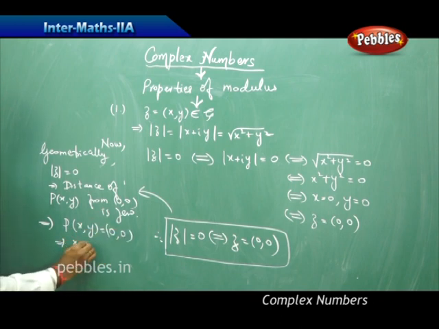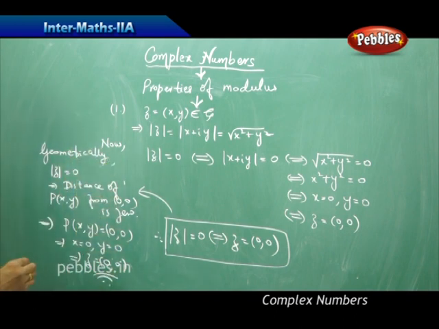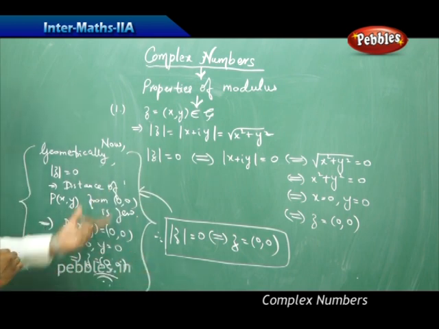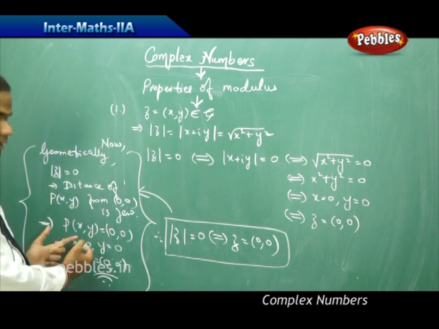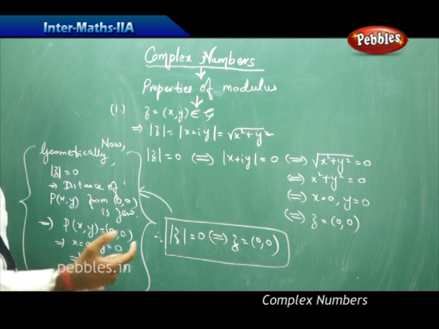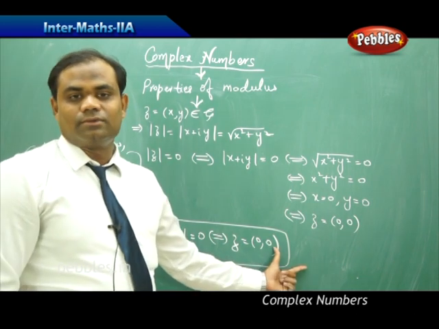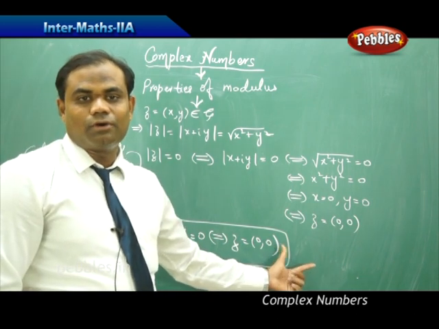That implies this is how geometrically we understand the concept of the mod z equal to 0. Then the distance of P from origin is 0, then these two coincide and they become equal, and hence x and y are zeros, and hence z is 0, 0. The property 1 of modulus.